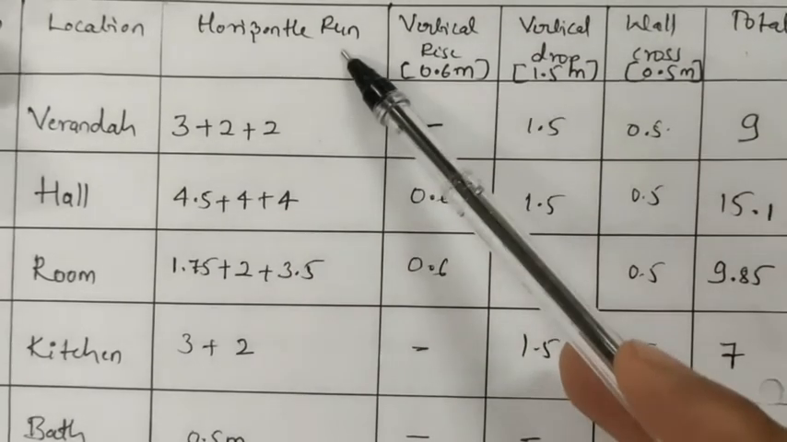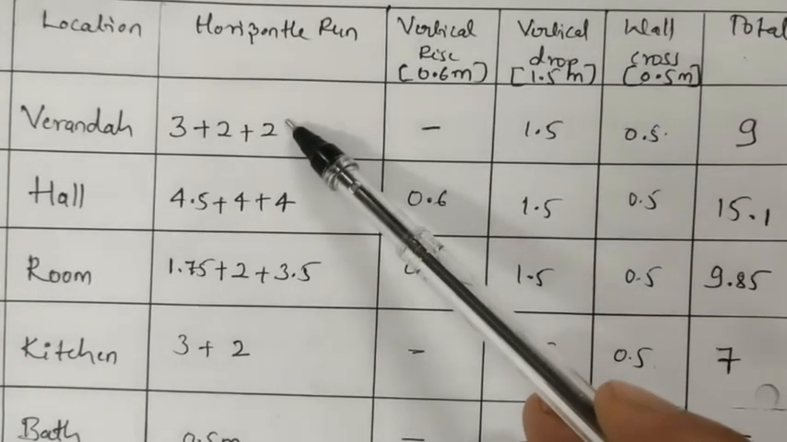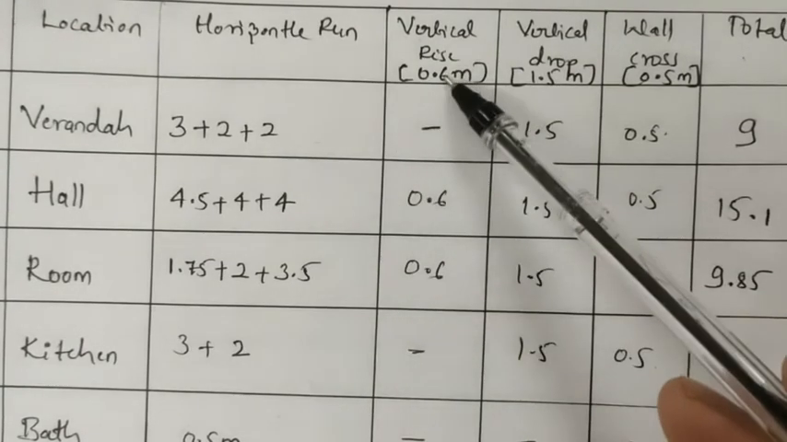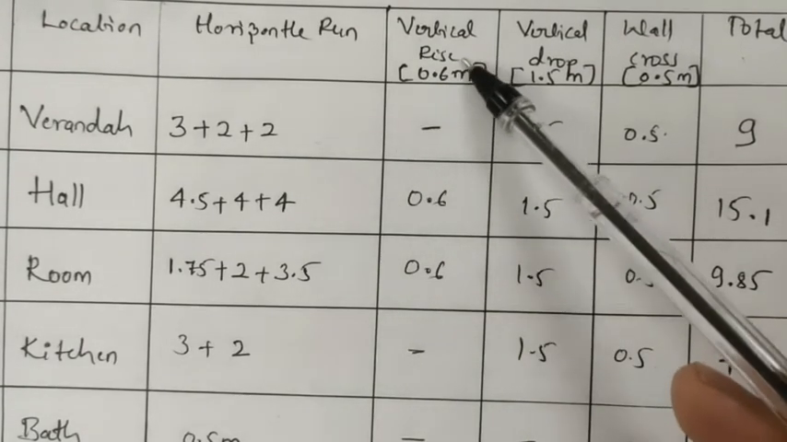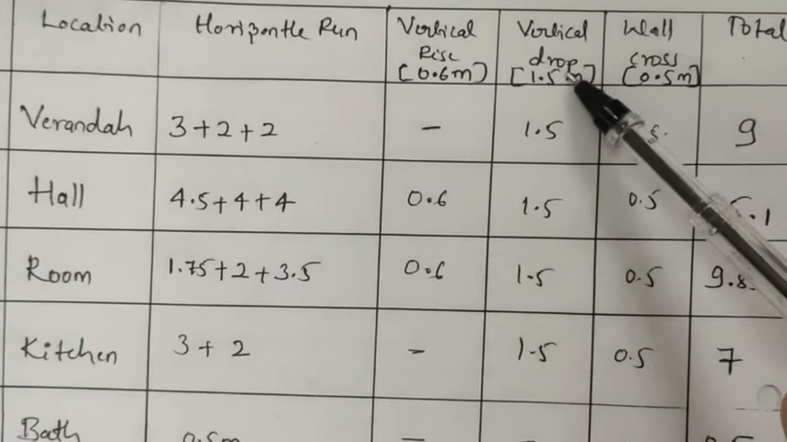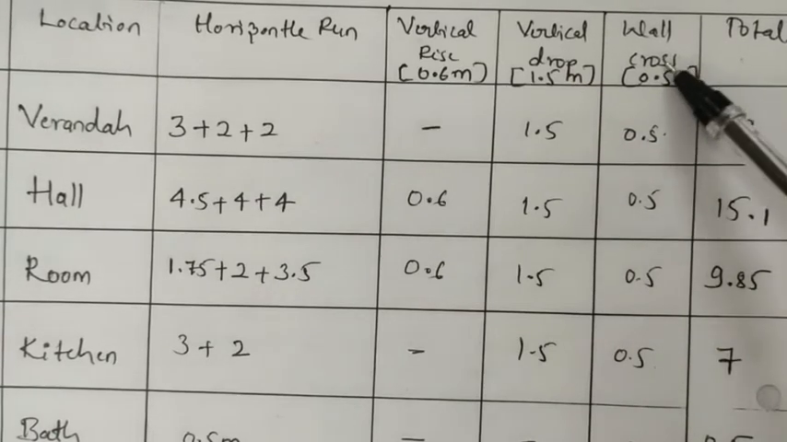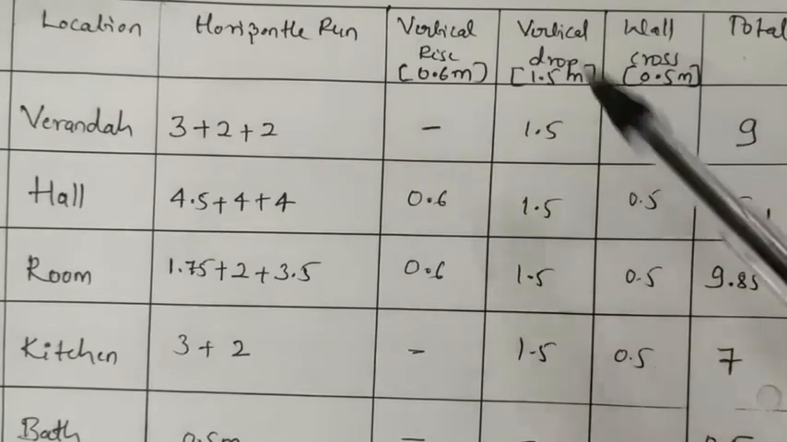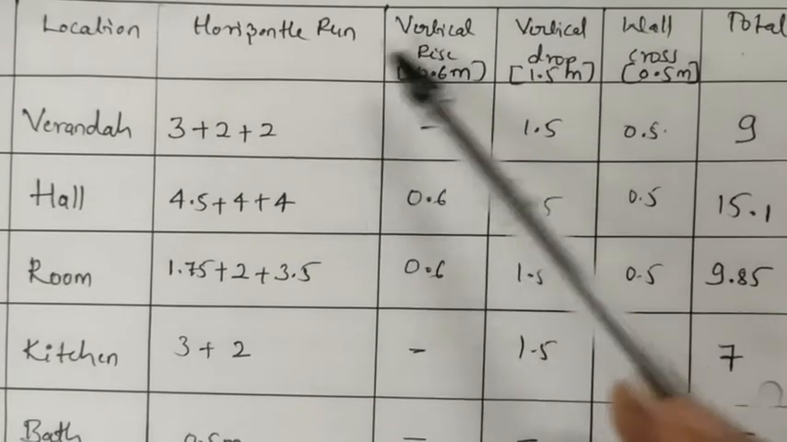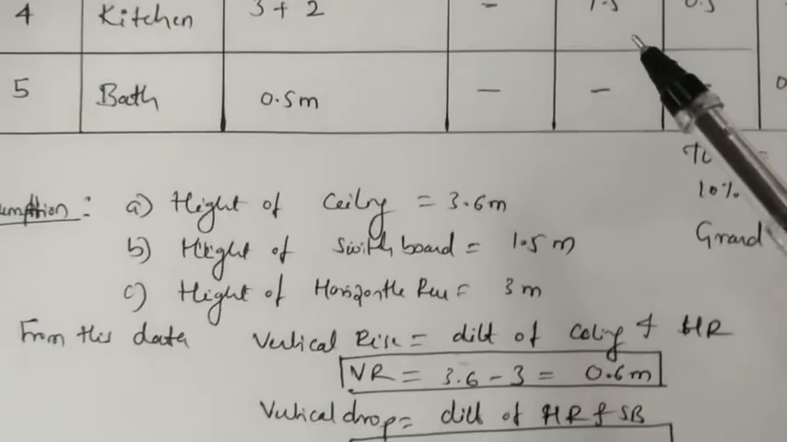In the horizontal run, you have to consider all the dotted lines indicated in the wiring plan. That is equal to the horizontal run. Wherever the ceiling points are there, you have to take the vertical rise. Wherever you have considered the switchboard, there you have to take the vertical drop. And wherever the cable is running from one room to another room, then you have to consider wall cross. I will tell you how to take the horizontal run by reference to the single line diagram. But before that, for the vertical rise and vertical drop, you have to consider some assumptions.